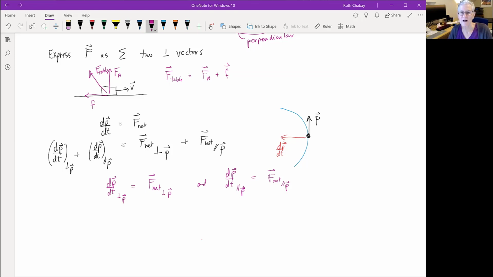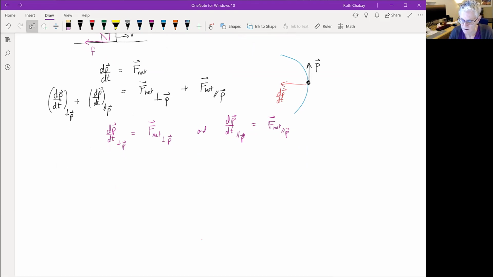Okay, so how do we find these components? So how to find, say, F net, a piece of F that's parallel to momentum, and a piece of F net that's perpendicular to the momentum. And I'm just going to write parallel and perpendicular here, but recall that what we mean is perpendicular to the momentum of the system.